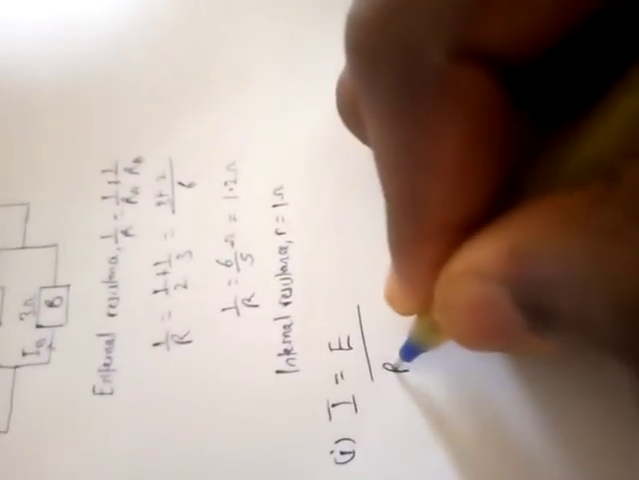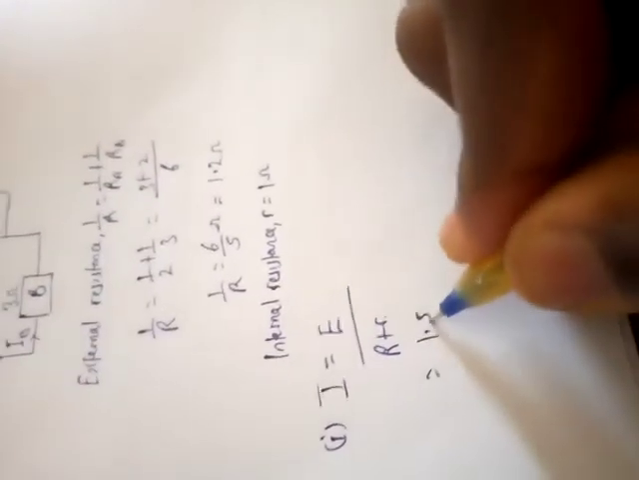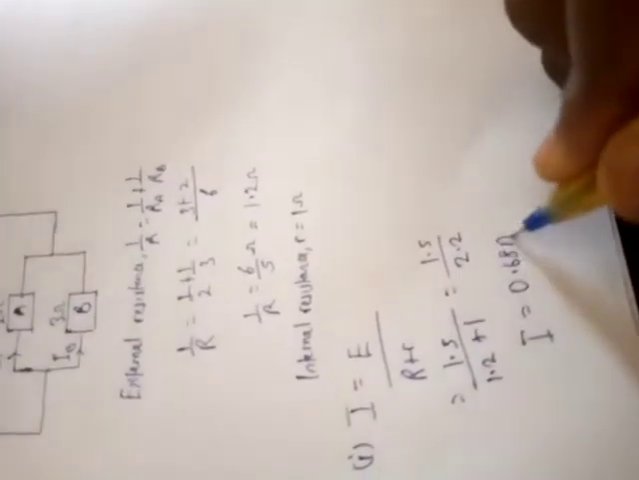For the I part now, I is equal to E over big R plus small r, which is now 1.5 over 1.2 plus 1, which is 1.5 over 2.2. So the current I is 0.68 amperes. Then now we are looking for the current in the 2 ohms resistor.